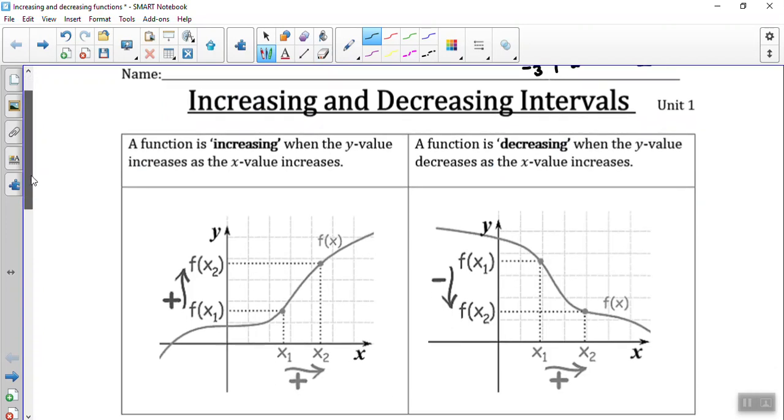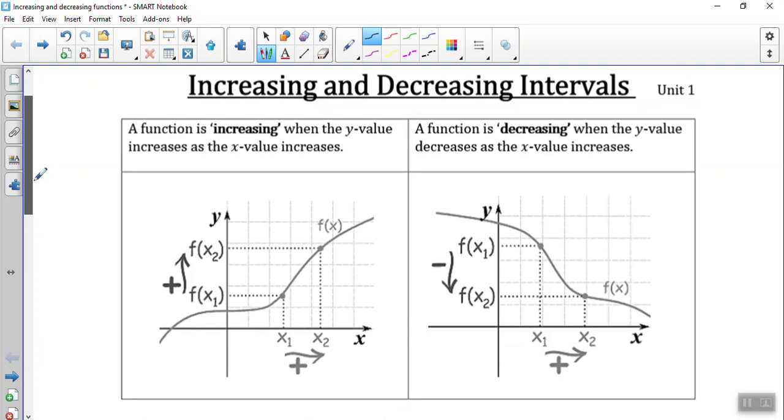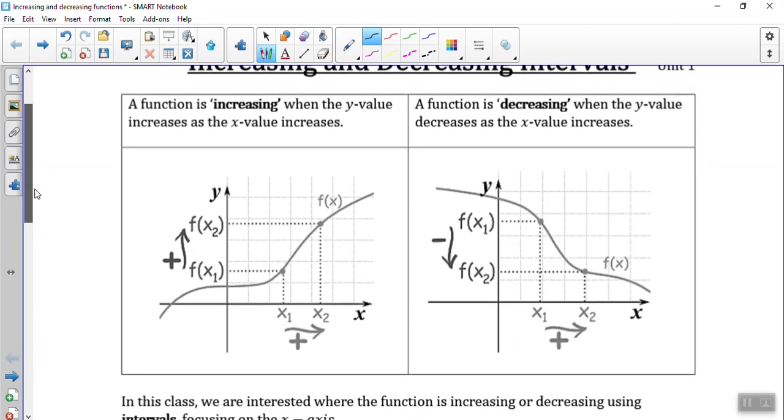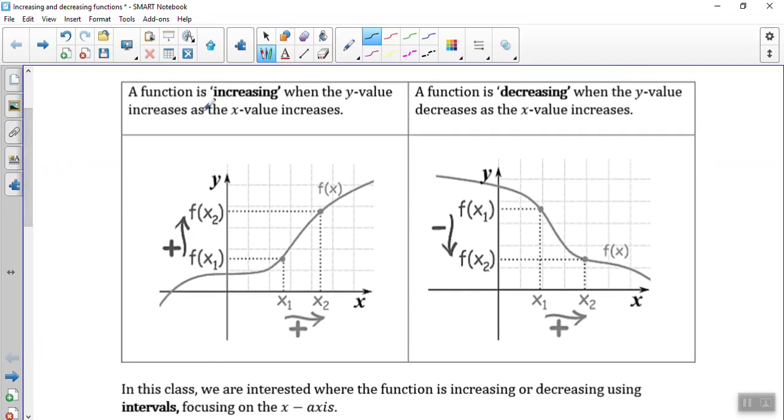or you can let me know if you have questions. Okay, so when we're talking about increasing and decreasing intervals, we're looking at a function. We can say that a function is increasing when the y value increases as the x value increases. What that means is, if I'm going from left to right, starting from the left on my x-axis and going right, my f of x is going up. So when we graph it, it's going to look like it's going up.